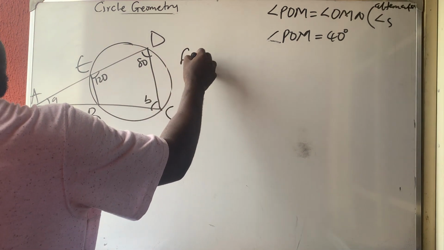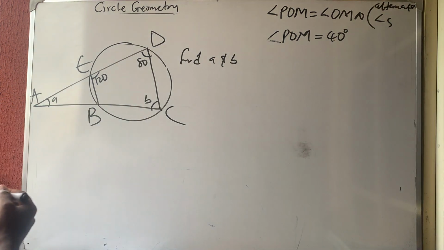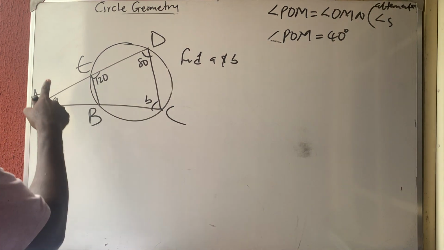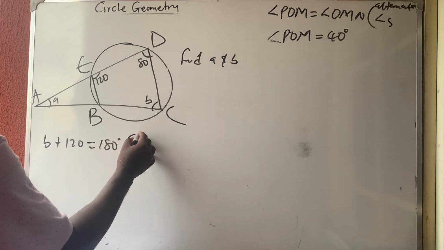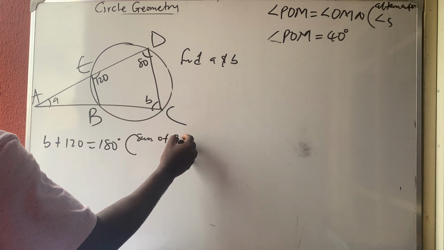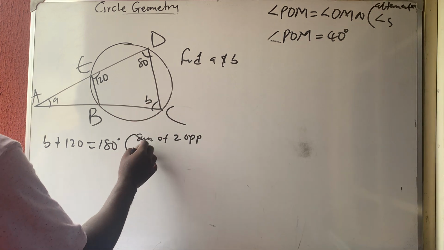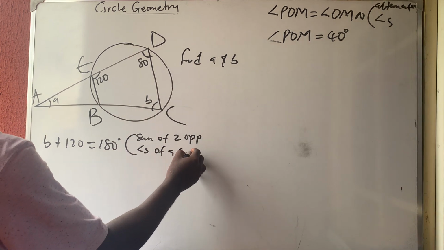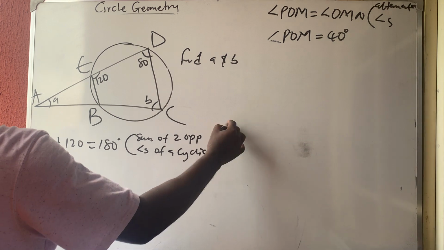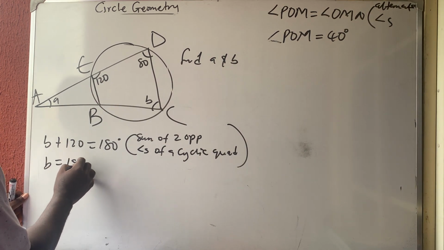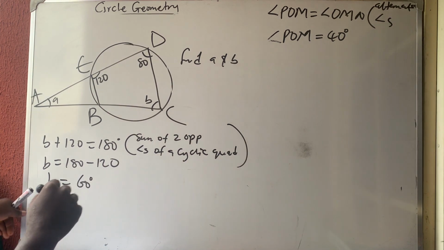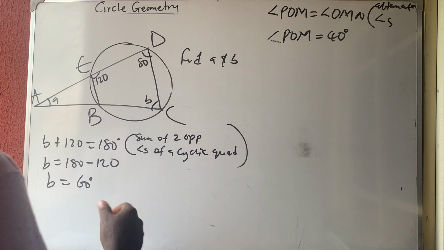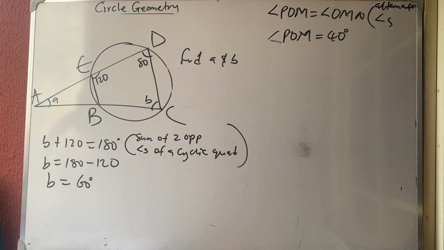Okay, so they say find A and B. Finding B is very, very simple. You can tell them that B plus 120 is equal to 180 degrees. What's my reason? Sum of two opposite angles of a cyclic quadrilateral. Therefore my B is equal to 180 minus 120. So B is equal to 60 degrees.